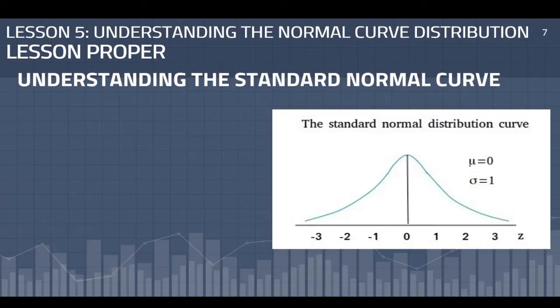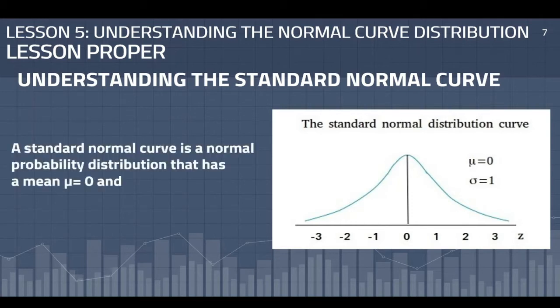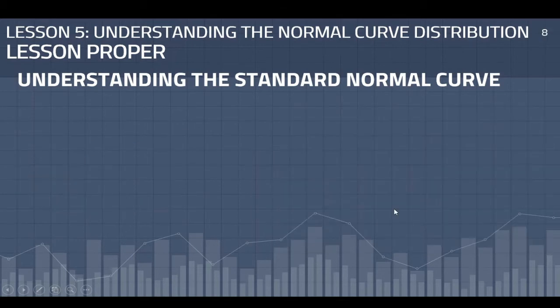Now, here's the standard normal curve. A standard normal curve is a normal probability distribution that has a mean of 0 and a standard deviation of 1. So, ito yung kanyang graphical representation, yung standard normal curve. Ang mean niya, 0 equal sa 0, at yung standard deviation niya ay equal sa 1.